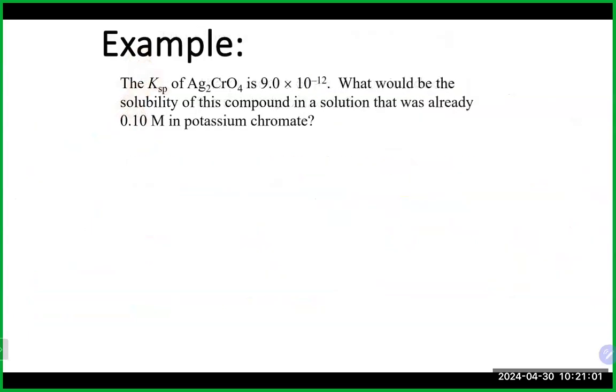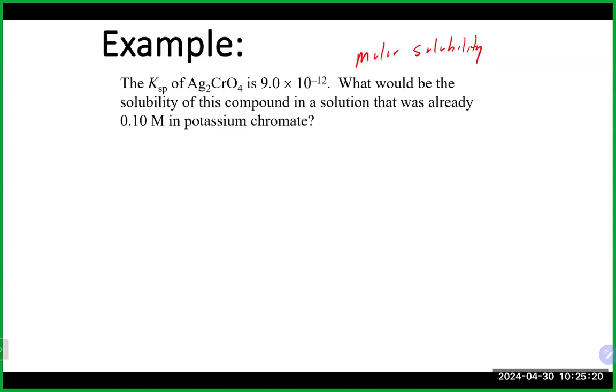All right, so why don't you try one here? The Ksp of silver chromate is 9 times 10 to the minus 12. What would be the solubility of this compound in a solution that was already 0.1 molar potassium chromate? We could do the molar solubility here, that is good.